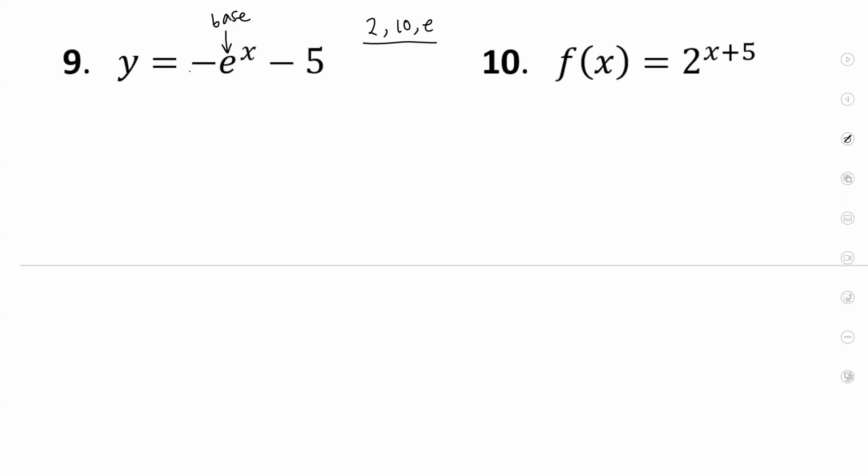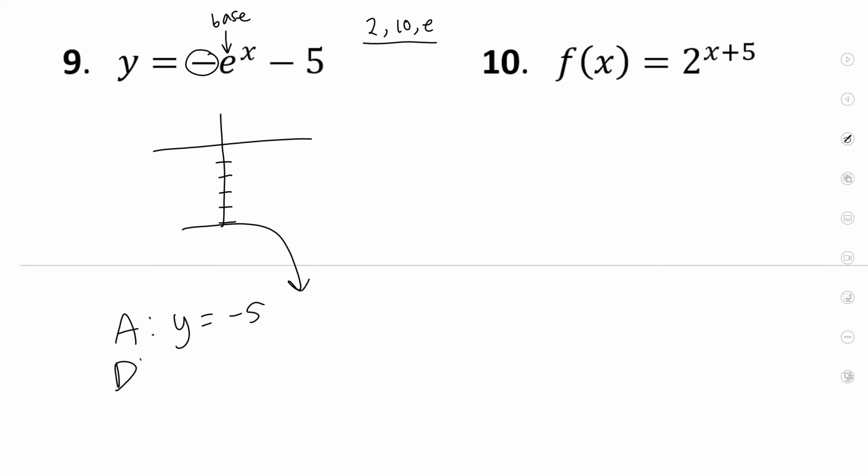Okay, so guys, it's facing down and it went down 5. So it looks like this. So what's your asymptote? -5. What's your domain? All real numbers. And what's your range? Y is less than -5, or how else could you write it? Yes, -infinity to -5. Perfect.